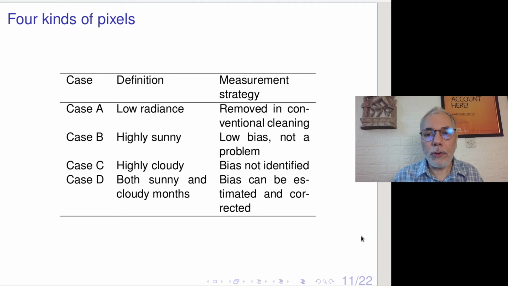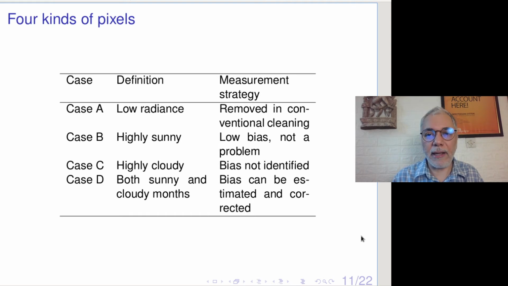We find it useful to categorize all the pixels into 4 categories. Case A is a pixel with low radiance. If the radiance values are low, then whether there are clouds or not is not going to matter a lot. And in any case, these pixels are removed in the conventional cleaning. They are not the lit pixels. So case A is not important.